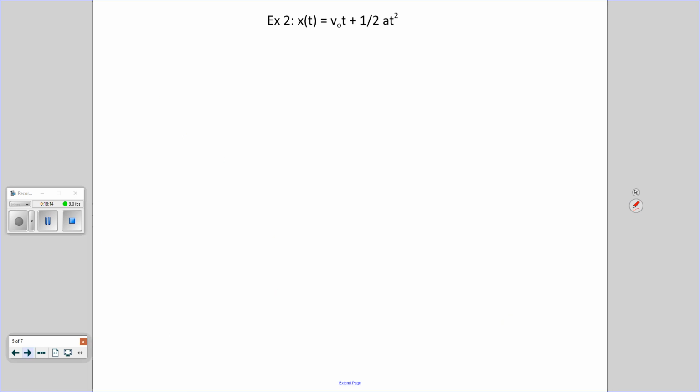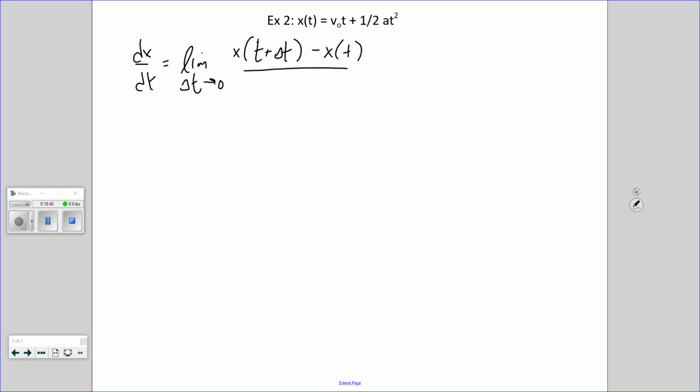Okay, let's formally differentiate this expression and prove that we get what we're supposed to get. What I mean is, let's say that dx/dt, by definition, is the limit of x of t plus delta t minus x of t over delta t. Okay, let's go through our first operation. So we have to evaluate this function at time t plus delta t.